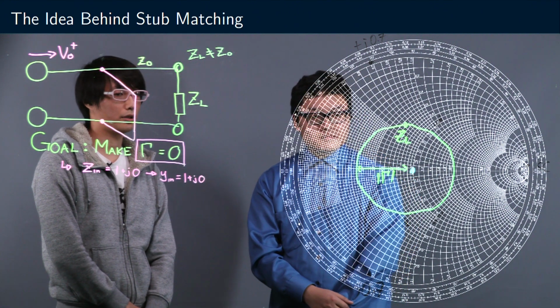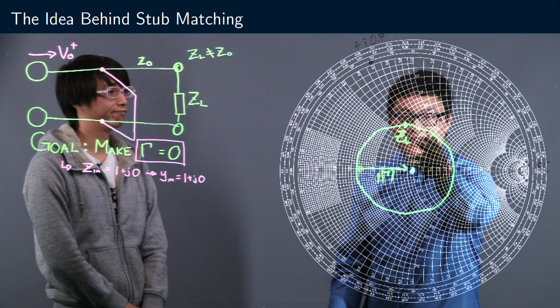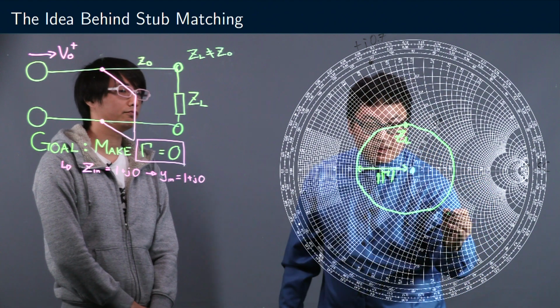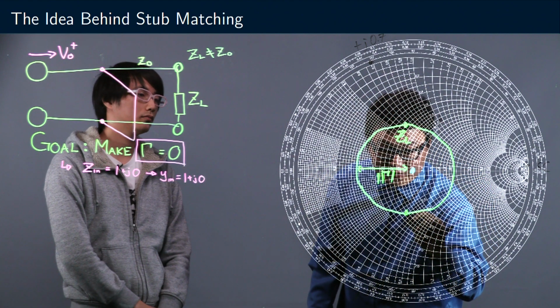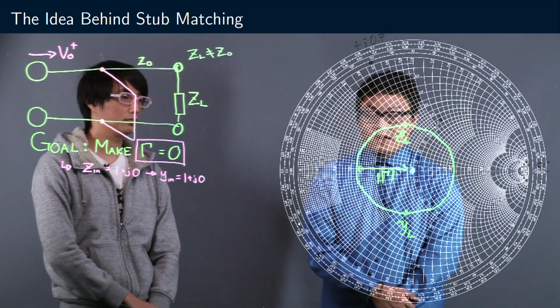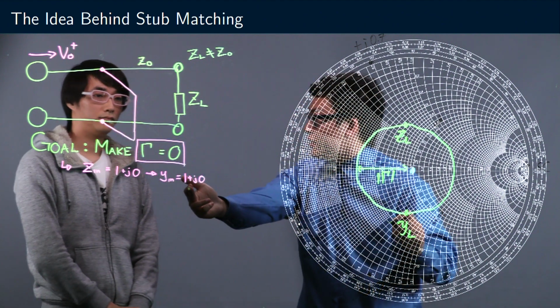But I guess the first step we can take is to make it 1 plus j something. Okay. Well, we have the Z load here, so let's start with converting it to admittance, the load admittance, Y load. And then we want to find a point on the line where the real part is 1, right?